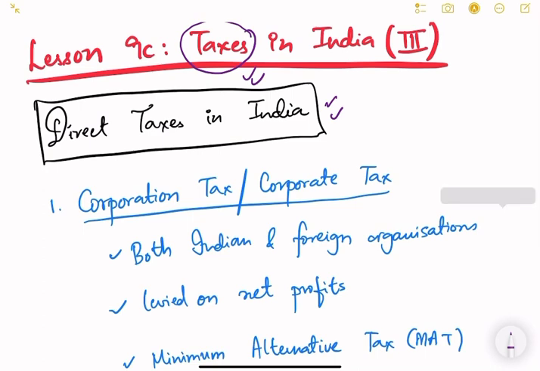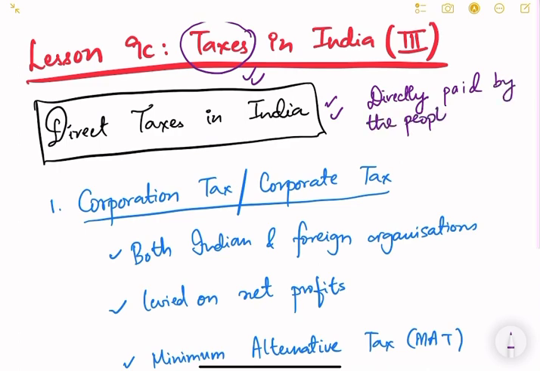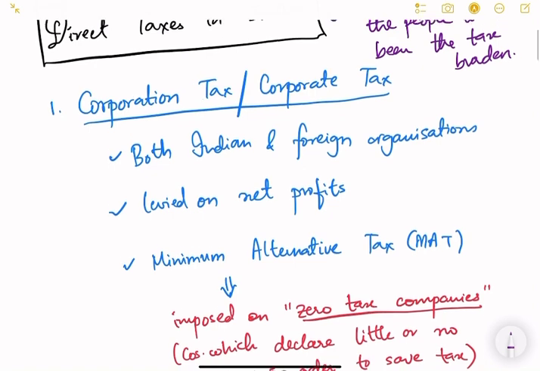Direct taxes basically means the taxes which are directly collected from the people who bear the tax burden, right? Directly paid by the people who bear the tax burden. So we have already seen this in the previous video. Let us look at different kinds of direct taxes in India.